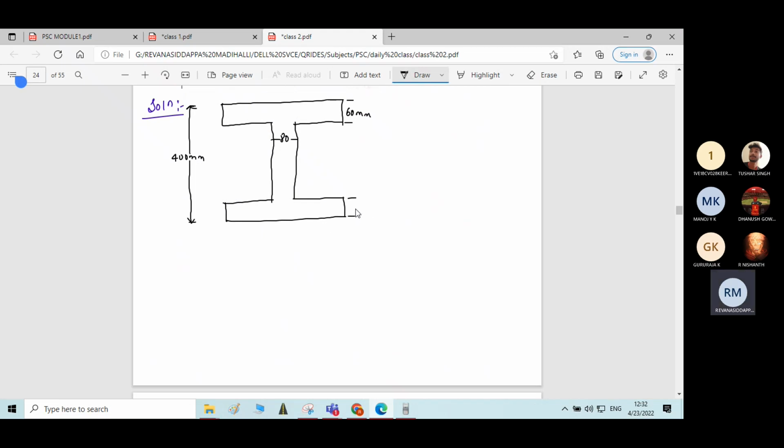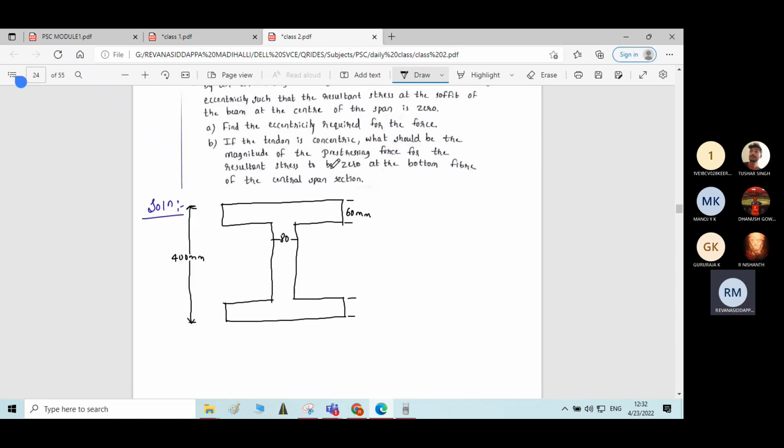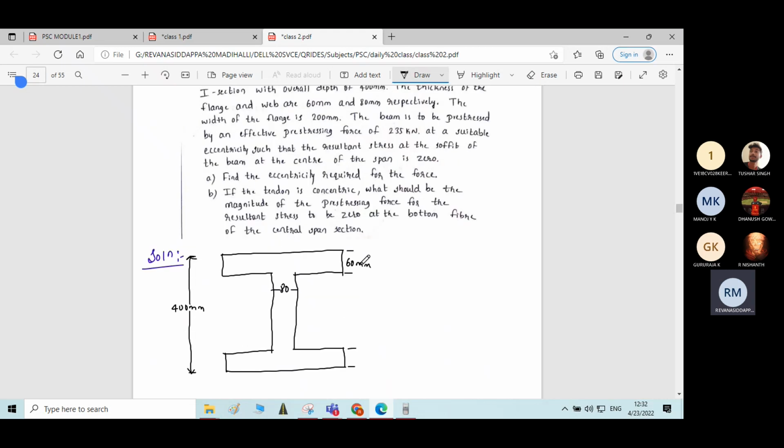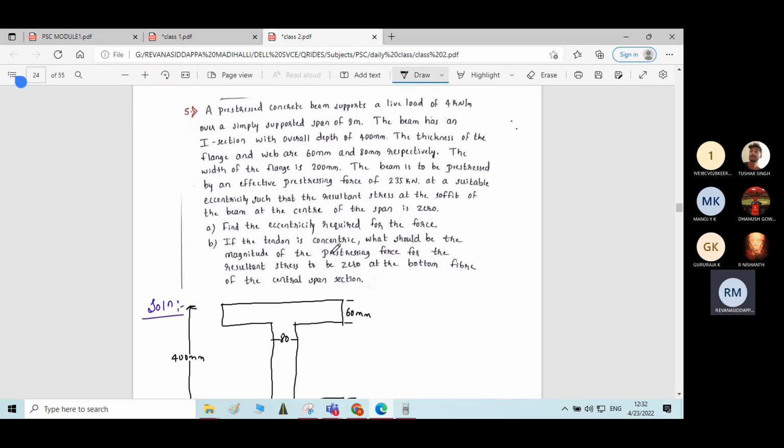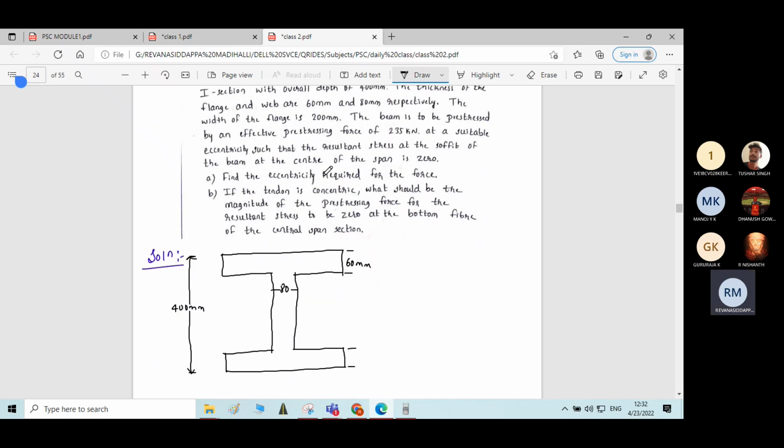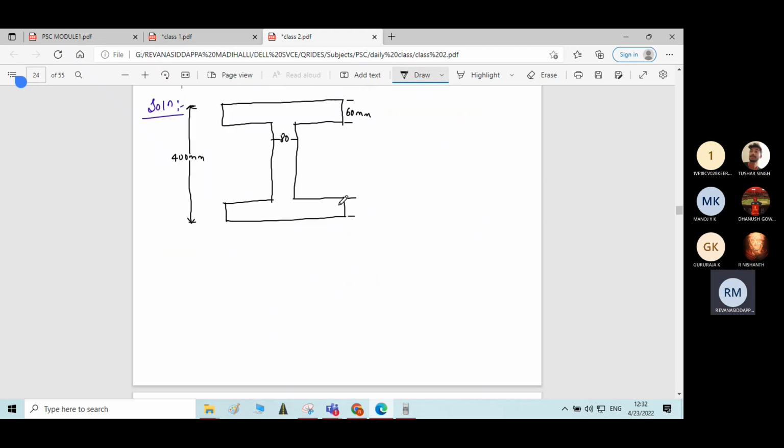So he has not specified the thickness of the bottom flange and top flange. He simply says that thickness of the flange is 60 mm, which we have to understand as the thickness of both top and bottom being the same. If it were different, he would have mentioned the thickness of top flange and thickness of bottom flange in the problem. He simply says thickness of the flange is 60 mm and width of the flange is 200 mm, which means it is similar. It is a symmetric section. Here also it is 60 mm.